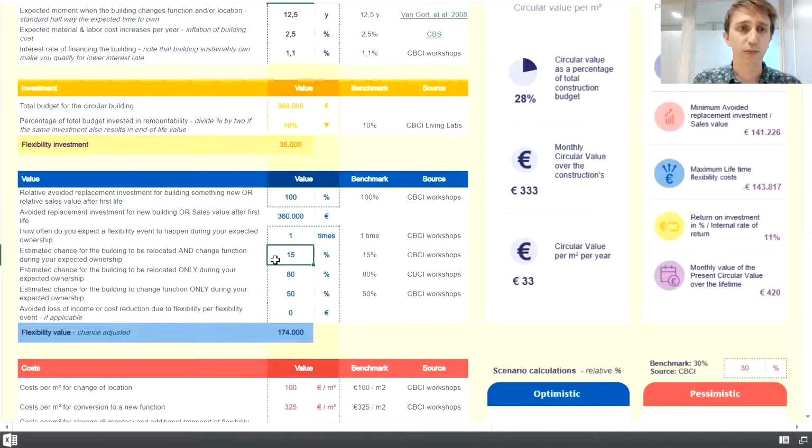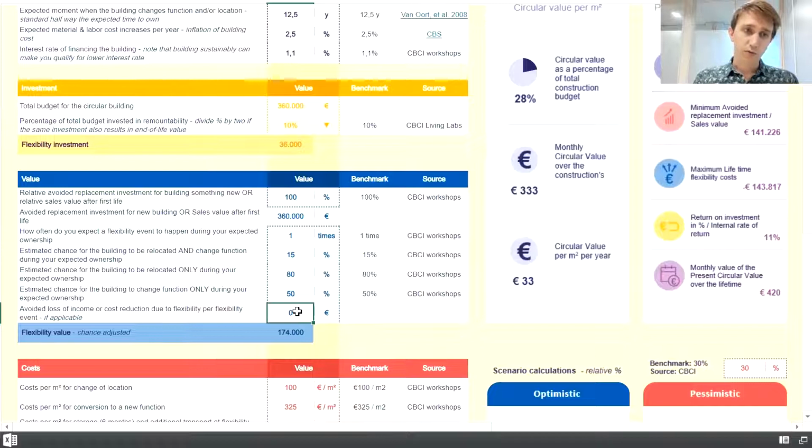So there's a chance that we relocate it and we change function. We expect this to be 15%. That we change location only 80% and function 50%. And during these workshops, these estimates were made. Change them accordingly, but these are benchmarks related to that.